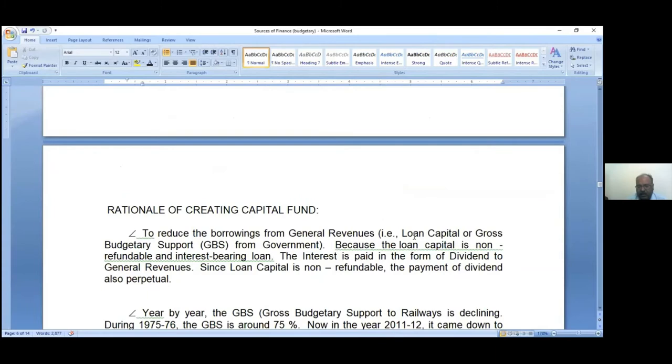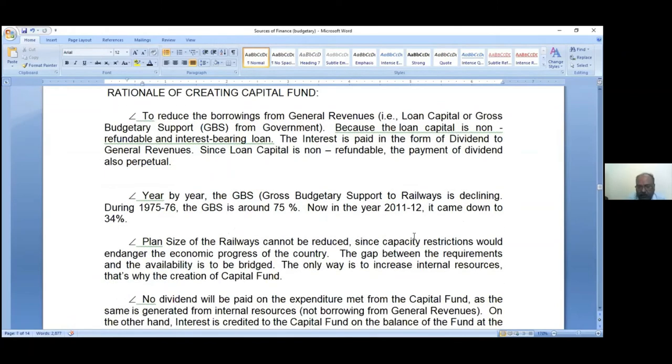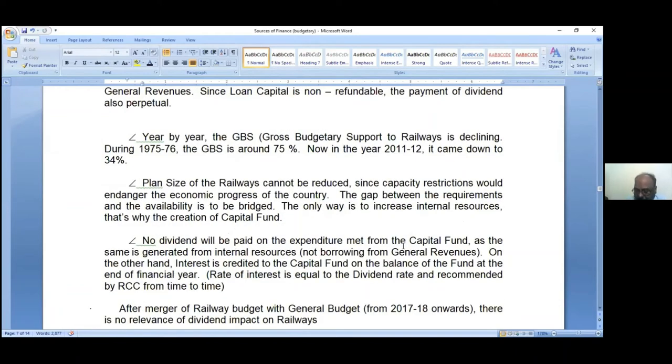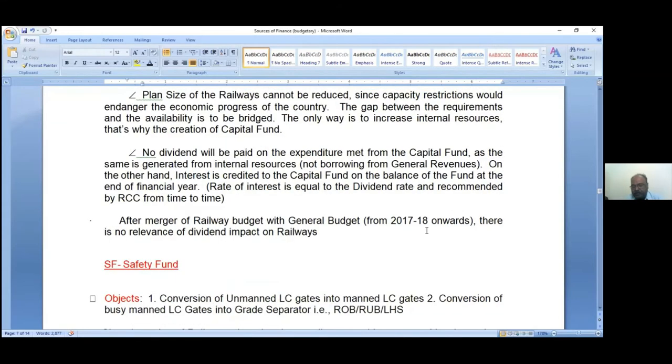And what is the object, what is the ratio of borrowings from the general revenues? Because at the time it was to reduce the borrowings, which is a non-refundable and interest-bearing loan. Interest means we are paying dividends on the loan capital. This capital fund was created in 1992 because year after year the gross profit had come down, and this plan size cannot be reduced. So that is the reason for the capital fund for generation of expenditure material. We do not pay any dividend on this because it is our own internal resources. On the other hand, interest is credited to the capital fund on the balance of the fund at the end of the year. Normally this rate of interest is equal to the dividend rate, and the recommendation is to separate the railway budget from the general budget, and from 2000 the dividend impact on the railways, speed of payment of dividend.